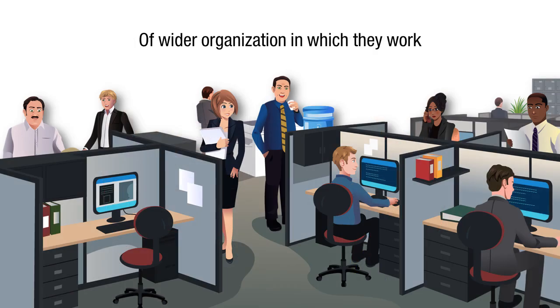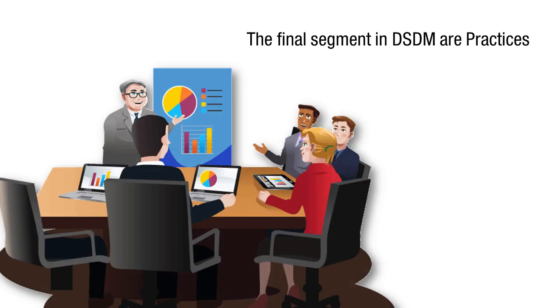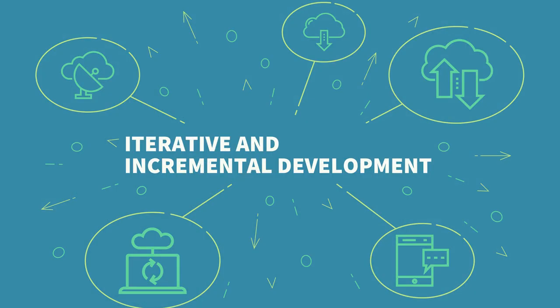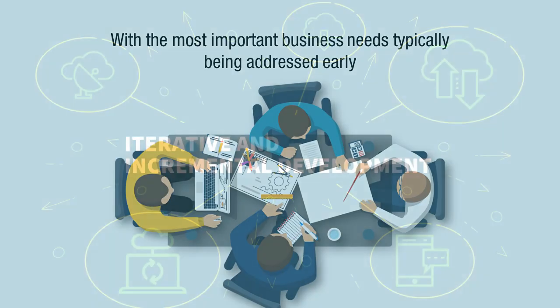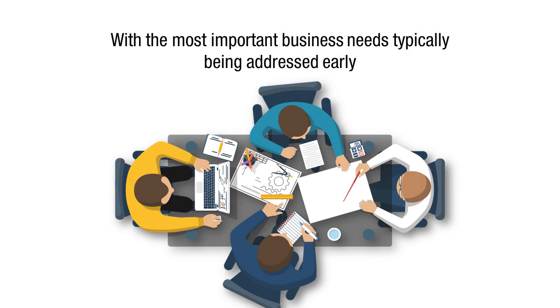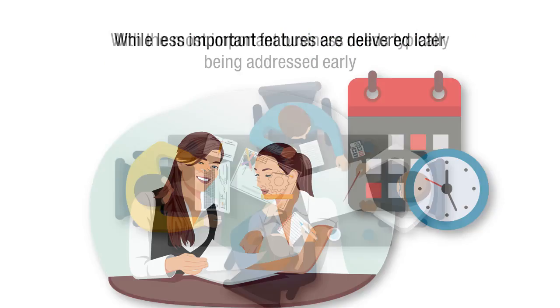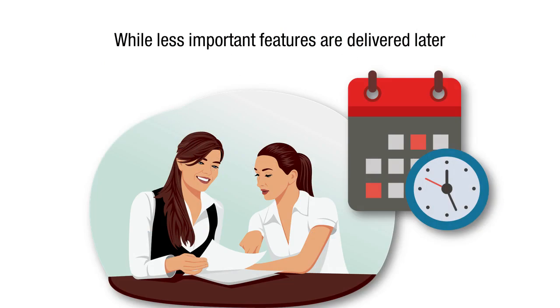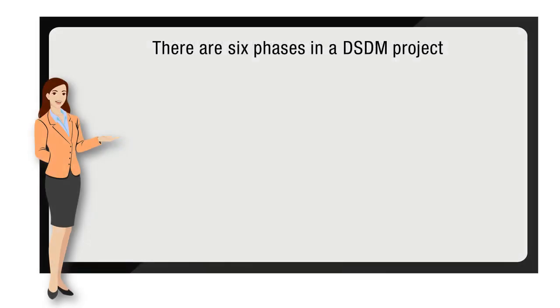The final segment in DSDM are practices. The DSDM approach to development and delivery is both iterative and incremental, with the most important business needs typically being addressed early, while less important features are delivered later. In the last segment, we will discuss the 6 phases in a DSDM project.